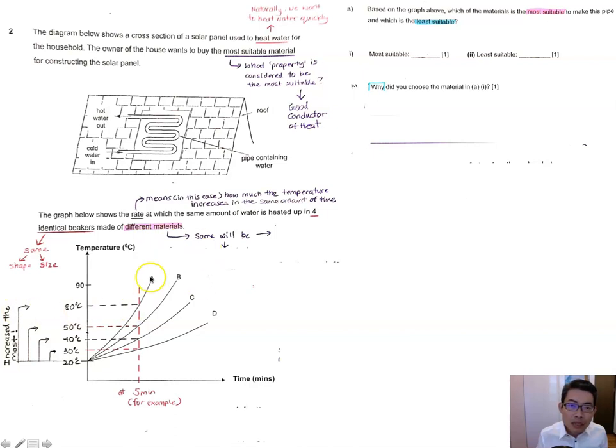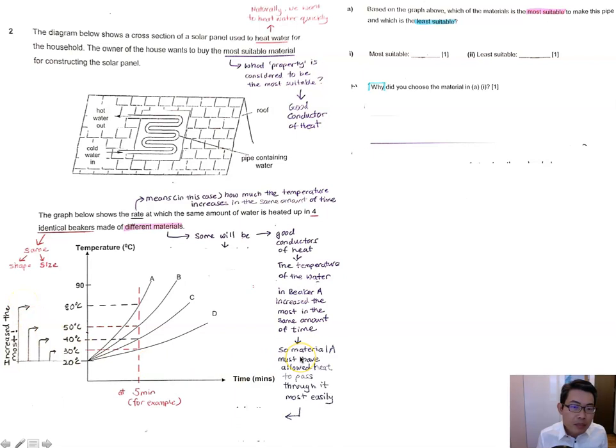Remember, we're talking about which material is the most suitable. You will look for a good conductor of heat. So different materials here, definitely some will be good conductors of heat. And the temperature of water in beaker A increased most, as we have seen from the graph, in the same amount of time here. That means that material A must have allowed heat to pass through it most easily, which means that A is the best conductor of heat, and that is what we want.